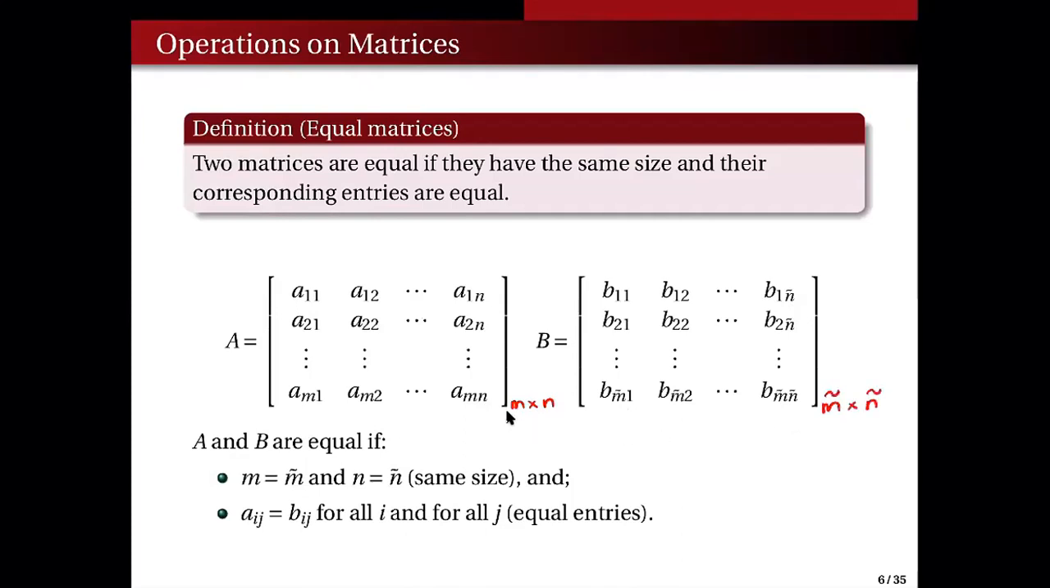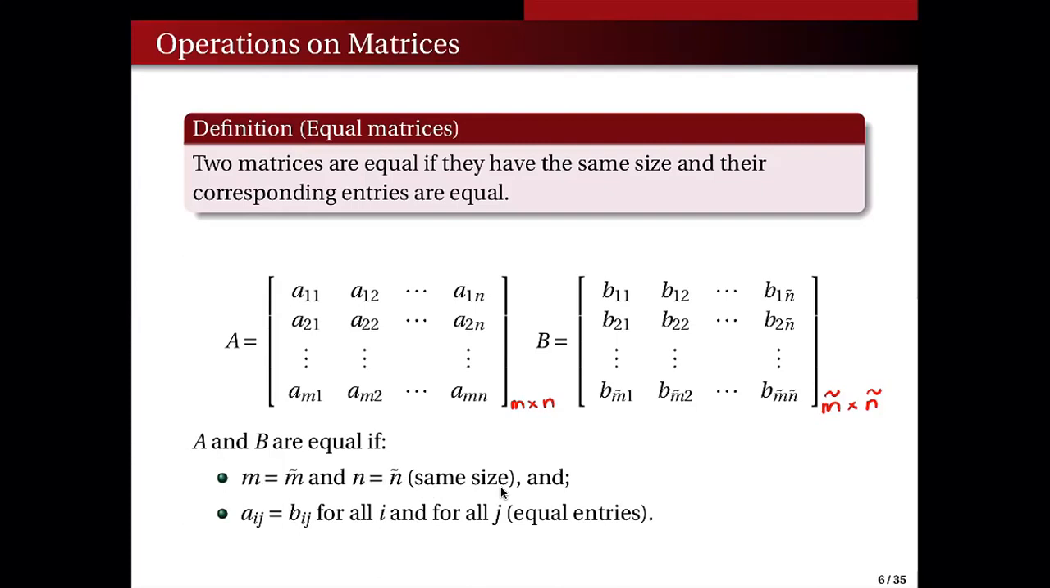Okay? So for now, they look different. But we say that these matrices A and B are equal if the number of rows are equal, m equals m tilde, and also the number of columns are equal, n equals n tilde. That's your same size condition.